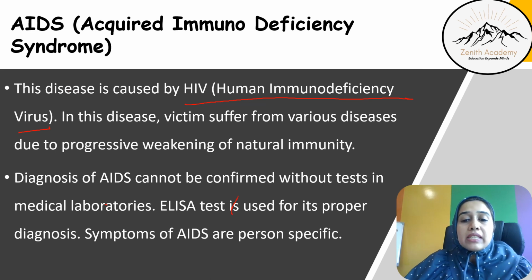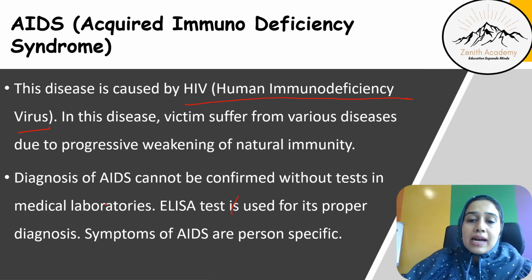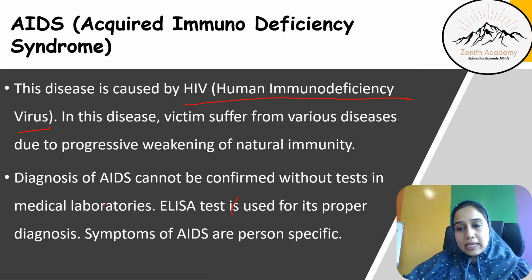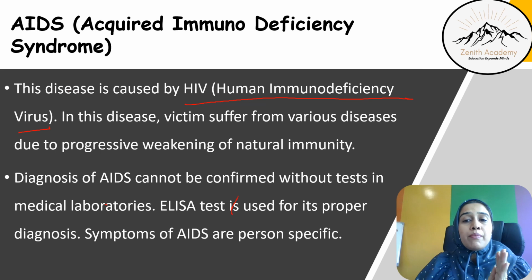Now, diagnosis of AIDS cannot be confirmed without tests in medical laboratories. The ELISA test is used for its proper diagnosis. Symptoms of AIDS are person specific. What does this mean? It means that without a proper medical test, you cannot say that a person has AIDS. Why? Because the person may have loose motions, dysentery, or high coughing, anything. So that cannot be the conclusion that he has AIDS. The name of the test which can conclude whether AIDS is present or absent is known as ELISA. And all the symptoms of this disease can vary from one person to another. Let's move ahead.